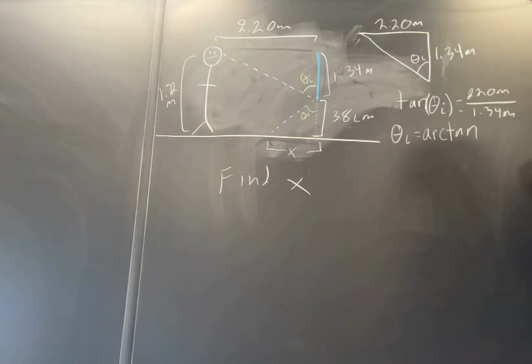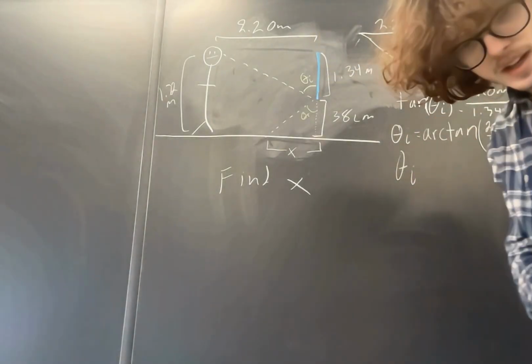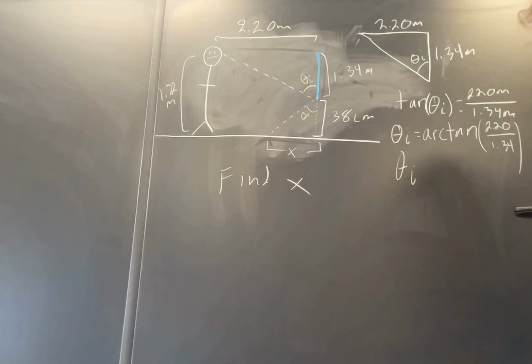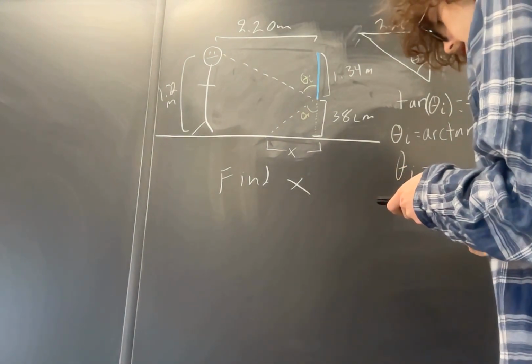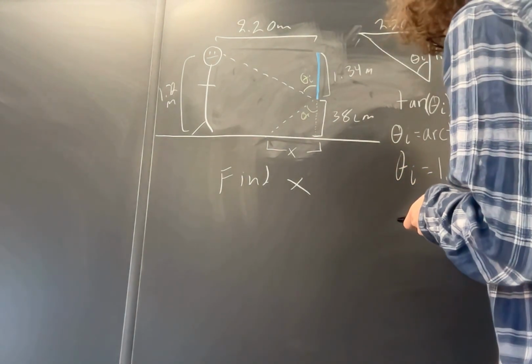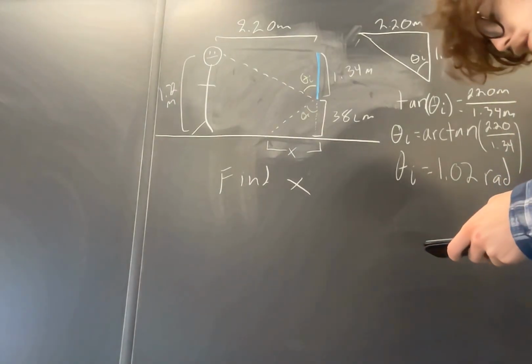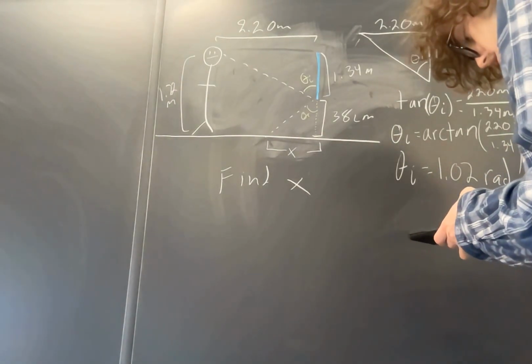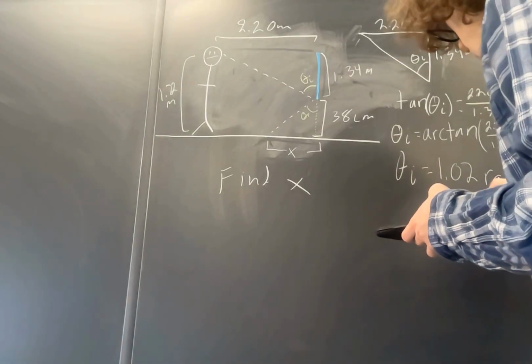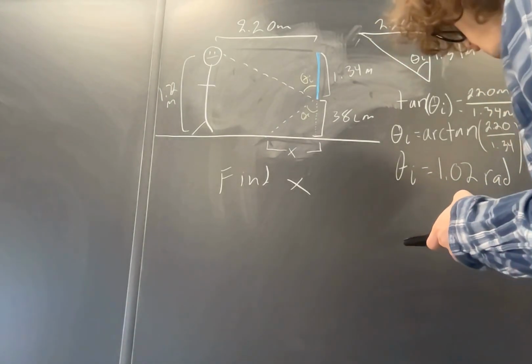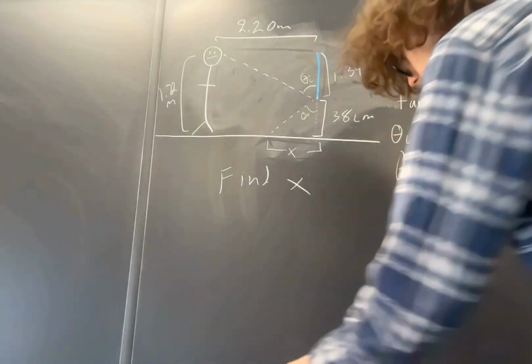So the incident angle I is equal to arctan of 2.20 over 1.34. And when we do that, let's see what we get. Okay, so inverse tangent of 2.20 over 1.34 gives us an incident angle of 1.02 radians. Let's convert that: if you want to convert from radians to degrees, you multiply by 180 over pi, and that will give you the angle in degrees.